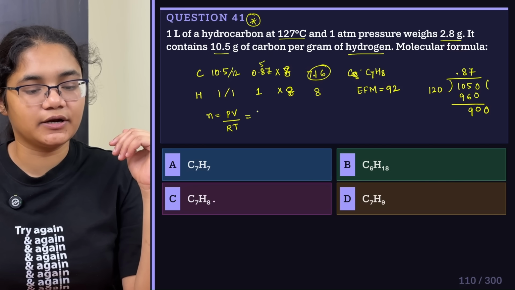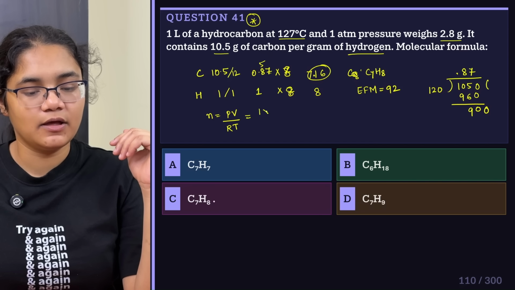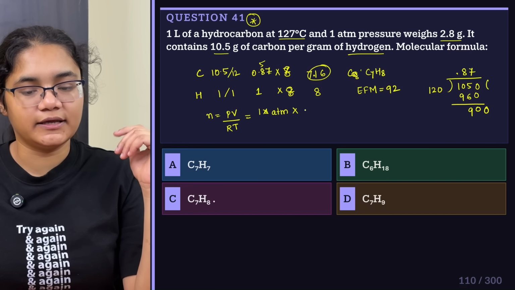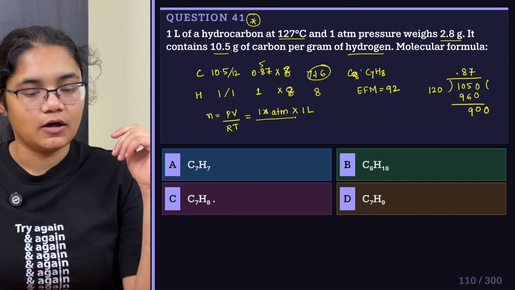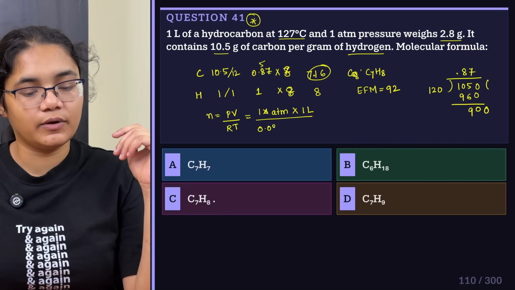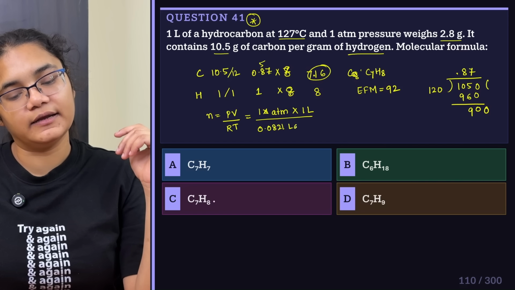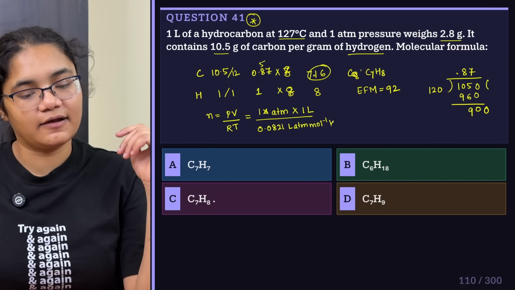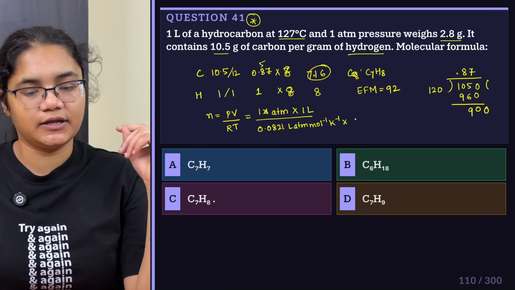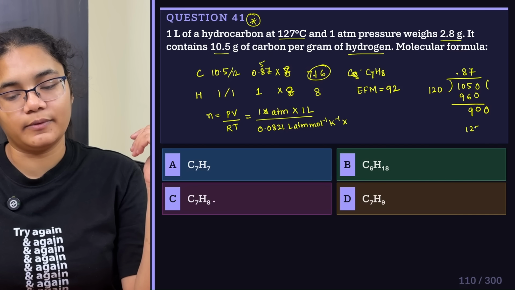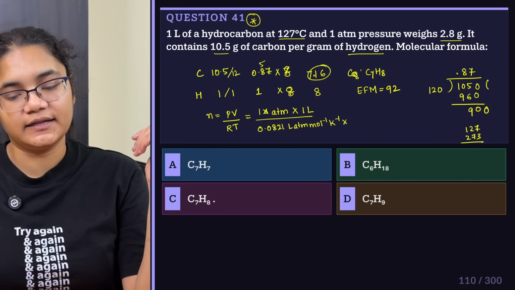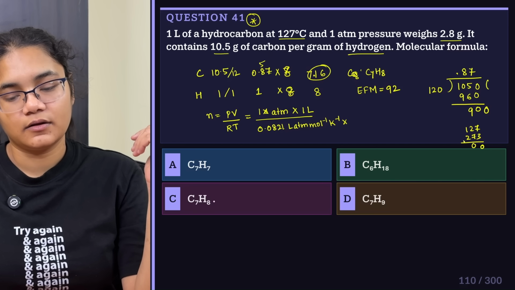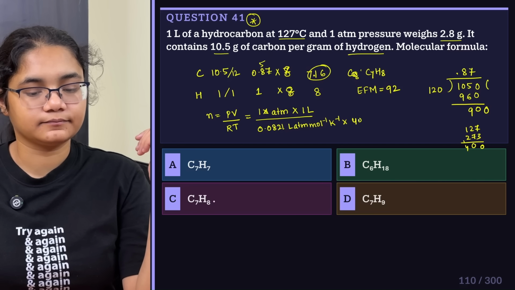So what is the pressure given? Pressure is 1 atm. I'll write here 1 atm. Okay. Volume is 1 liter. R value is 0.0821 liter atm mole inverse Kelvin inverse, and temperature is how much? 127. So 127 plus 273, that will give me 400, right?